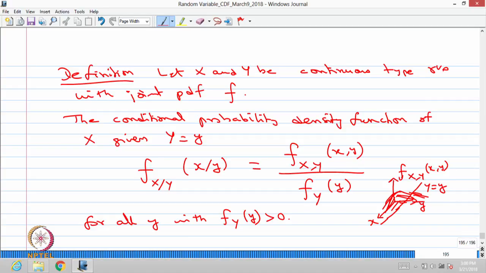That curve, with the value of f y of small y, you are diminishing the curve or enlarging the curve based on whether the value is less than 1 or greater than 1, so that the area below the curve is going to be 1. That means this is a probability density function. So, the integral from minus infinity to infinity of f x given y with respect to x is going to be 1.